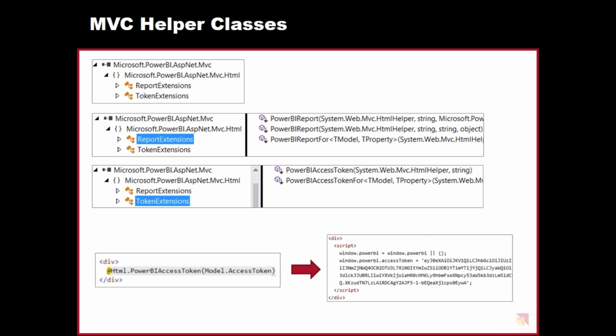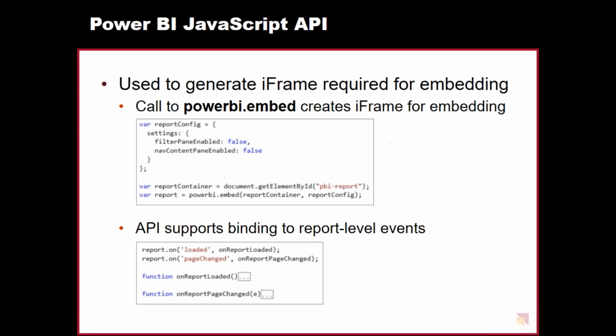So generally, these MVC helper classes expand what you've done in your HTML into something that contains a lot more JavaScript and possibly other configuration data. Okay, now the Power BI JavaScript API, this guy gets to be incredibly powerful. And so we're going to use this to complement all the server-side work that we've done.